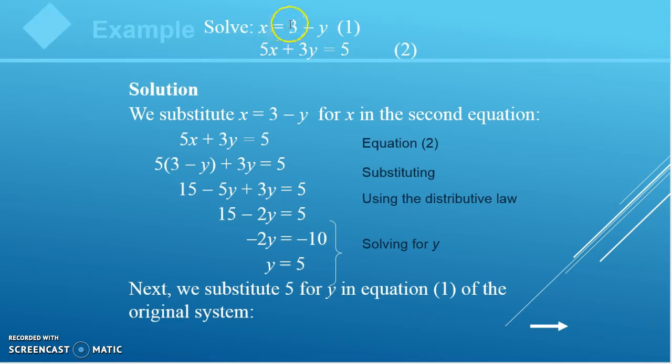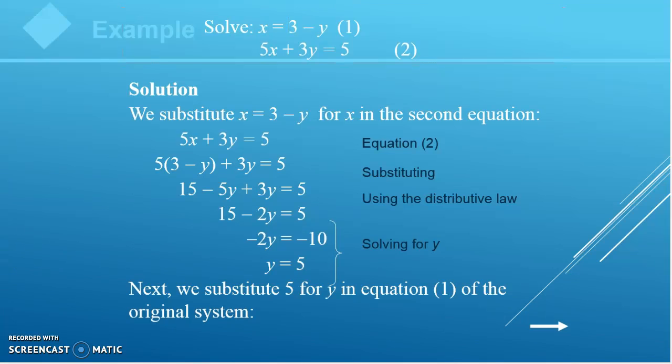So what they're going to do is they're going to take this whole expression, this 3 minus y, and they're going to substitute it into the second equation for x. So they took the 3 minus y and they put it in this second equation in place of x. Then they went ahead and they expanded, they used the distribution law, and they solved for y to get y is equal to 5. Then we go back and we put that y equals 5 into the original equation, the very first one, and we solve for x, and we can come up with a solution that way.